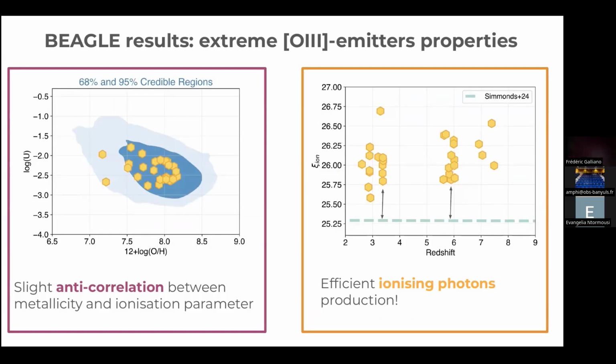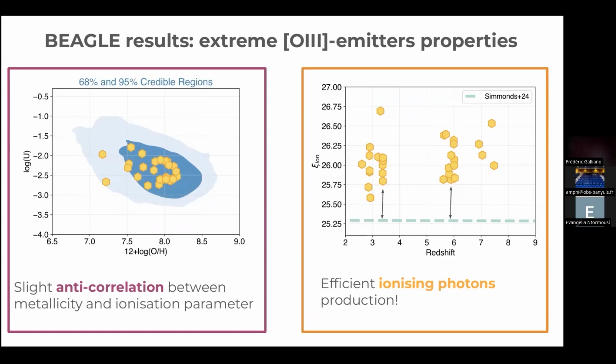In the plot on the left, we report how the gas phase metallicity from Beagle varies with the ionization parameter. As you can see, our sample exhibits on average a low metallicity and a very high ionization parameter. And just as a reminder, the ionization parameter tells you the number of photons ionizing hydrogen per hydrogen atom.